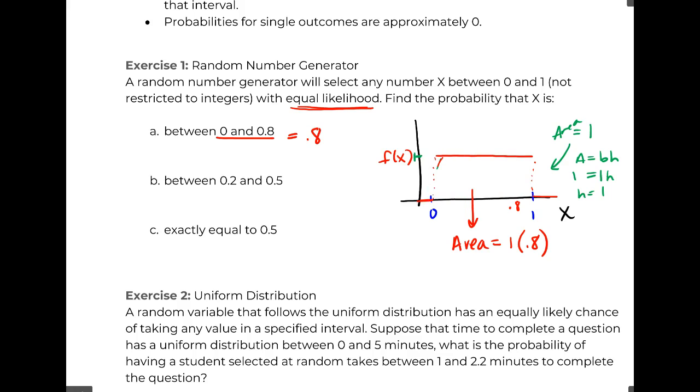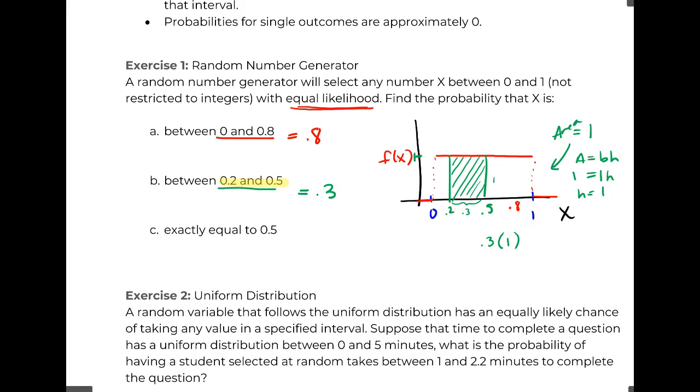The next one says we want the area between 0.2 and 0.5. So 0.2, 0.5. Again, we could think of this as a proportion. So I shaded, what, 0.3 of the whole 1. Or we can think of this as an area. The base times our height, 0.3 times 1. This is 30%. And then the last one is a trick question.